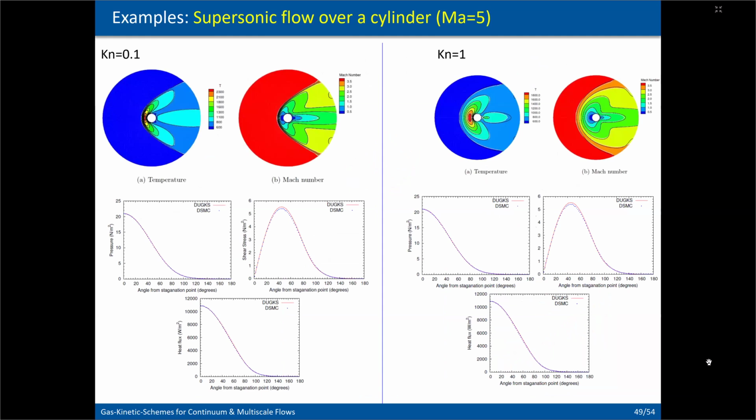This is another test case of high Mach number flow: flow over a cylinder at different Knudsen numbers. We measured the heat flux, the pressure, and the stress around the surface of the cylinder and compared the results with the DSMC data. We can see good agreement between the results.